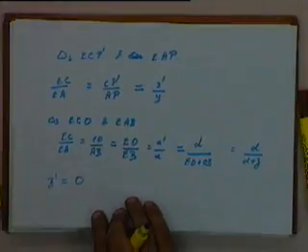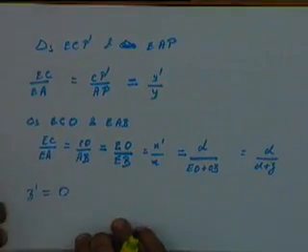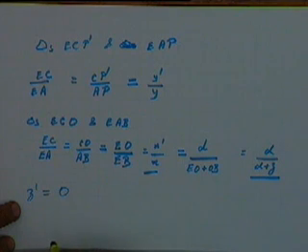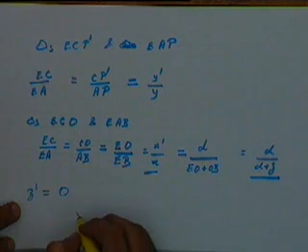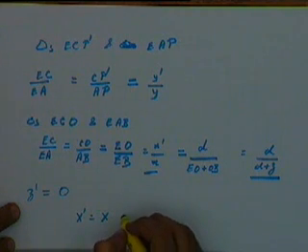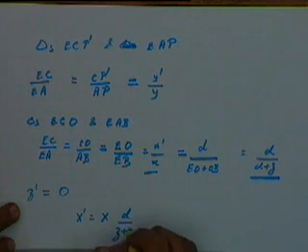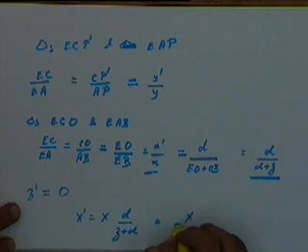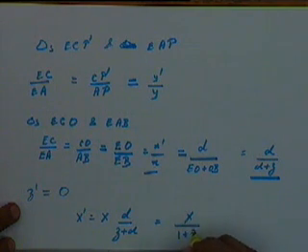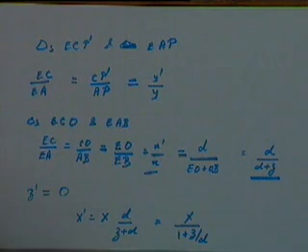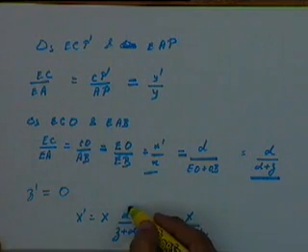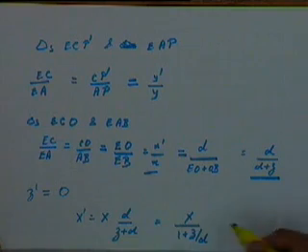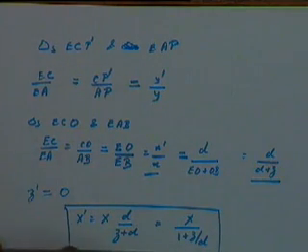Okay, now let's look at these equations. From this and this, we will get x prime is equal to x multiplied by d divided by z plus d, which I can write as x divided by 1 plus z by d. I just divided by d in both the numerator and denominator. So this is one equation.